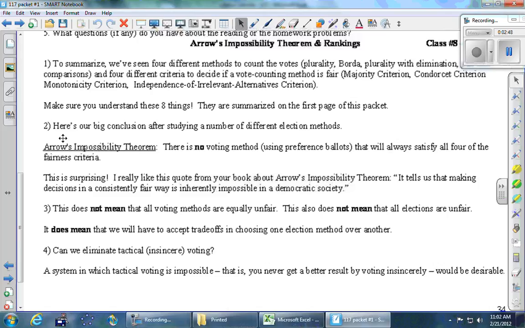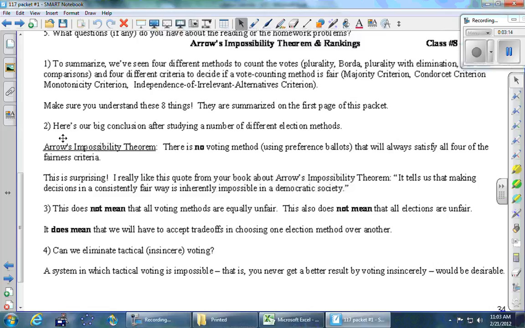Okay, Zach? Zach, can you say that again? There's no voting method using preference ballots that will always satisfy all criteria. Okay, so we have seen how many different vote counting methods?